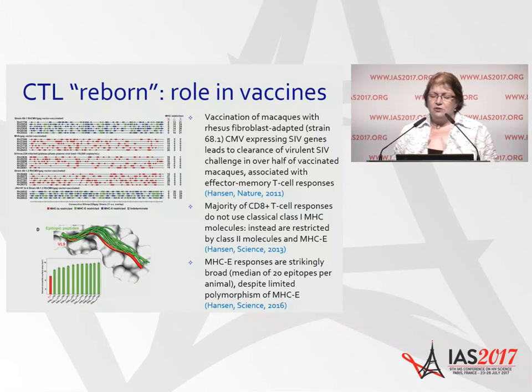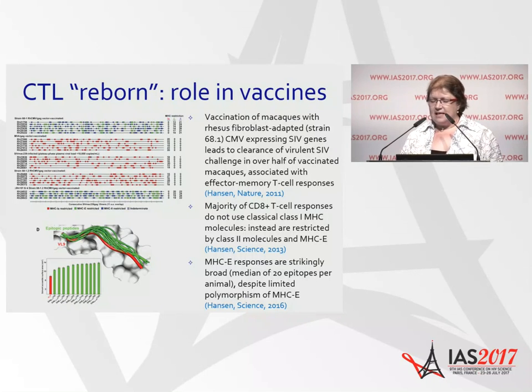And even more intriguingly, raising lots of interesting scientific questions, has been the work of Louis Picker and Scott Hansen, looking at an attenuated CMV vector that's adapted to replicate in fibroblasts, which leads to clearance in around half or over half of the vaccinated macaques.